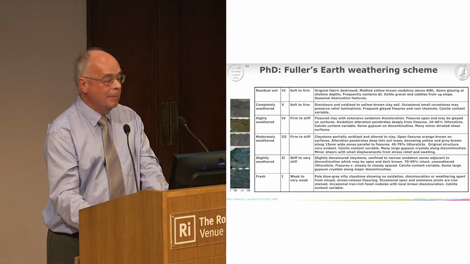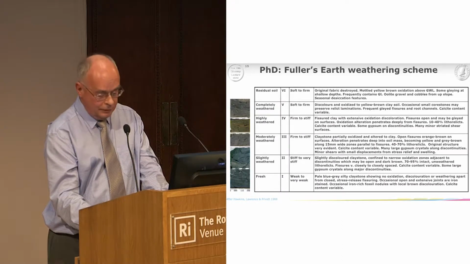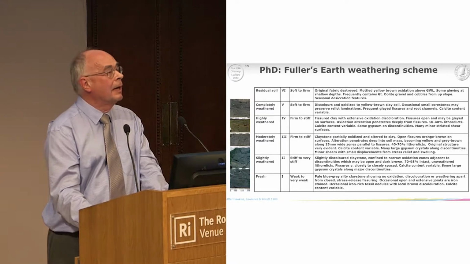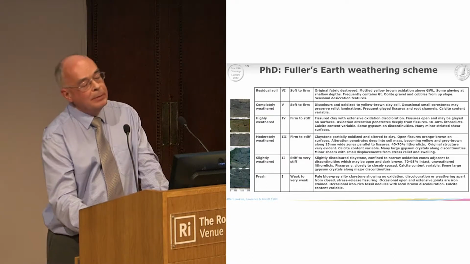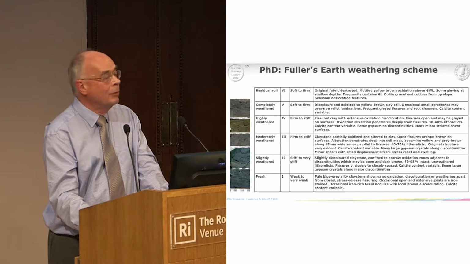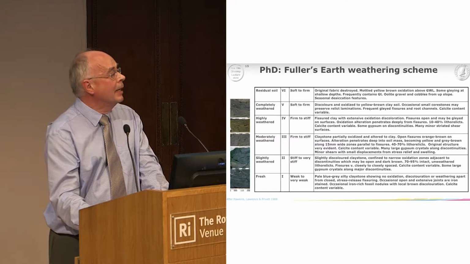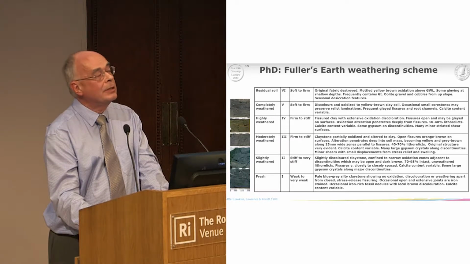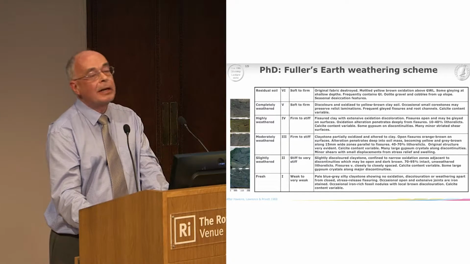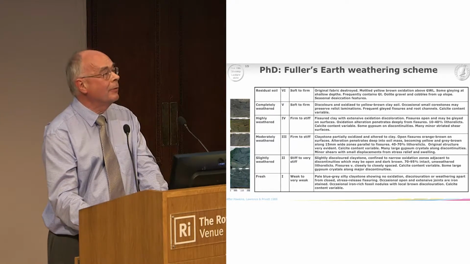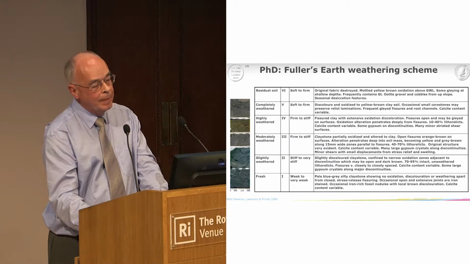Another thing that came out of my PhD was a weathering scheme for the Fuller's Earth. Now, this was really just the next phase on from the mapping, because most of the landslides I've been looking at were on the Fuller's Earth. And it was also, to a certain extent, a child of its time, because at about that time, other people had been producing similar schemes for the London clay, for the Oxford clay, the Lias clay, the Mercia mudstone. So mine was just one of a list at that stage.